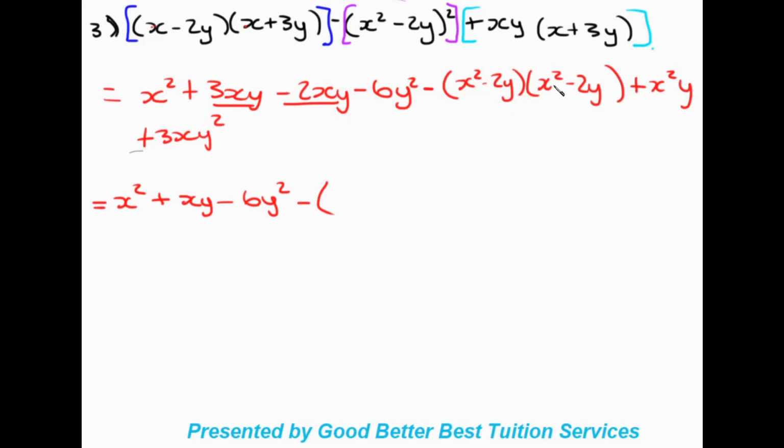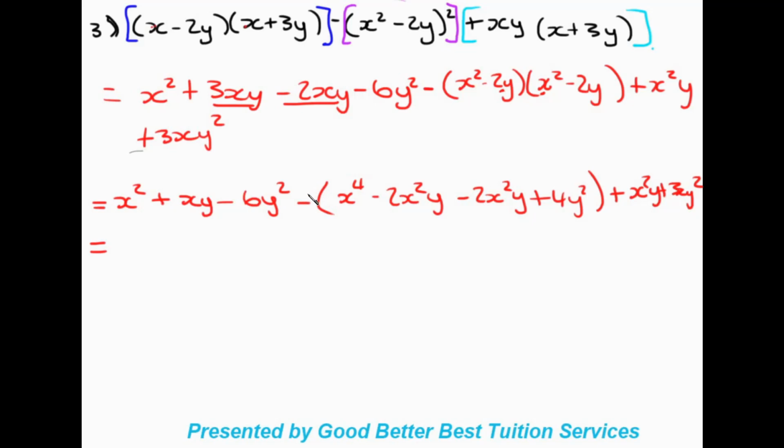So x squared times x squared gives me x to the power of 4. x squared times negative 2y gives me negative 2x squared y. Then negative 2y times x squared gives me negative 2x squared y. And negative 2y times negative 2y gives me positive 4y squared. And that's all plus x squared y plus 3xy squared. Just wanting to fit that in that line over there.